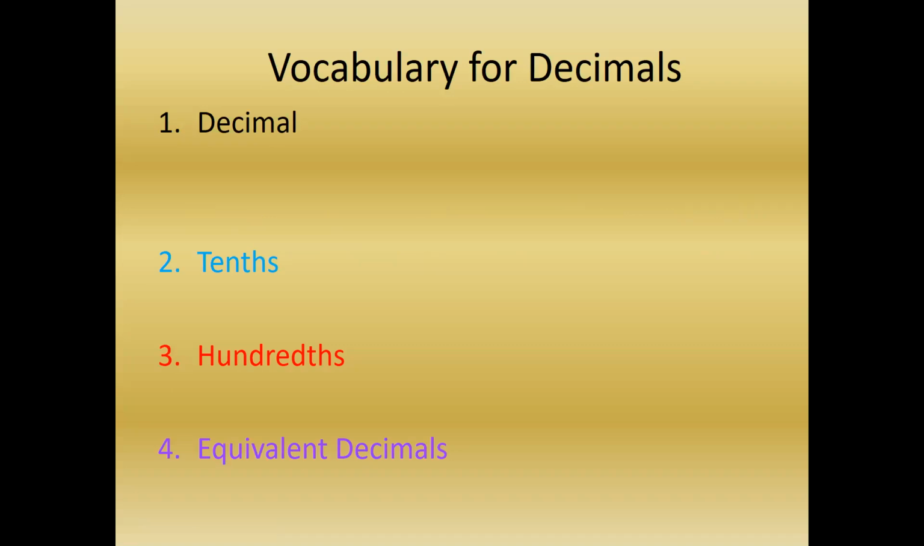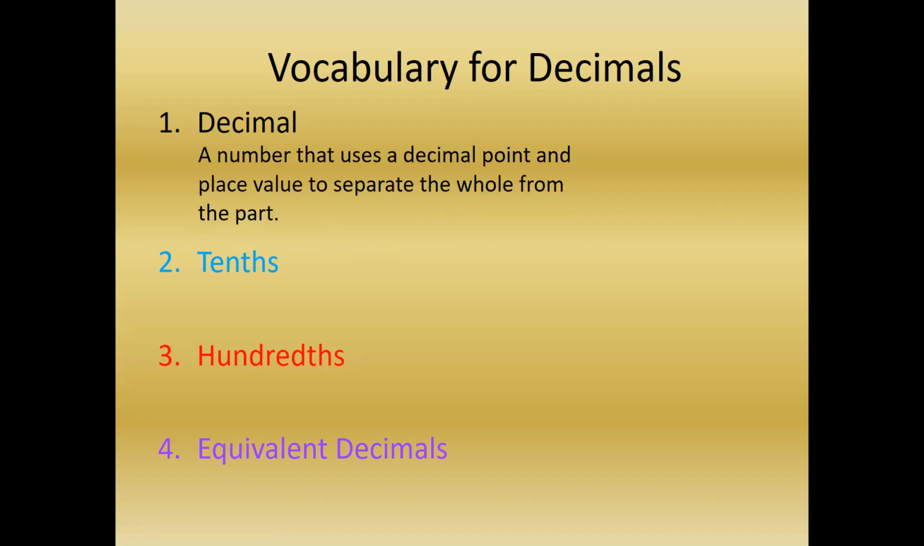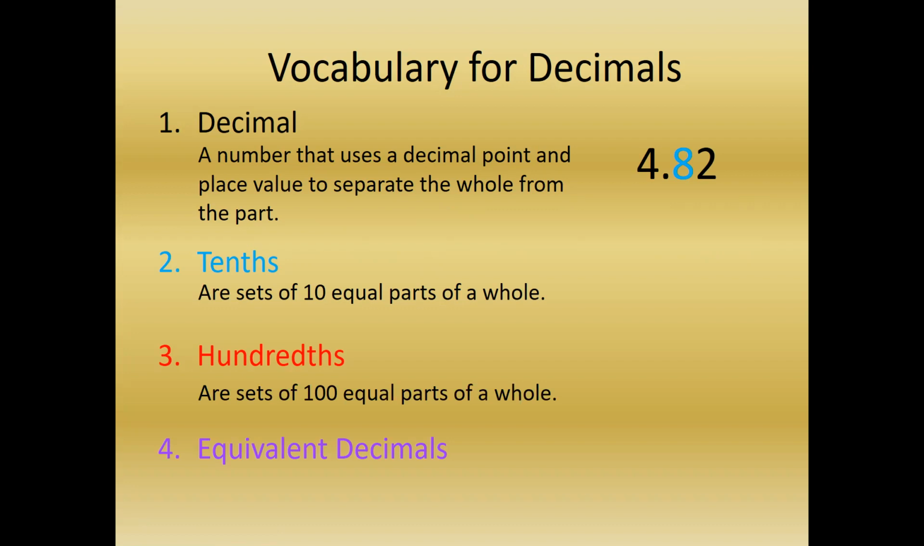So we're going to start with our vocabulary. We have decimal, a number that uses a decimal point and place value to separate the whole from the part. So 4.82 is a decimal. Tenths are the set of 10 equal parts of a whole. So the 8 in 4.82 is the tenth. Hundredths are sets of 100 equal parts of a whole. So the 2 in 82 is the hundredths. And equivalent decimals are decimals that represent the same amount.